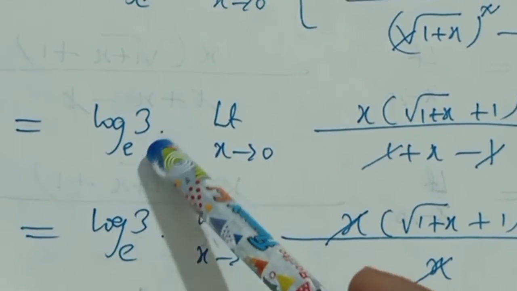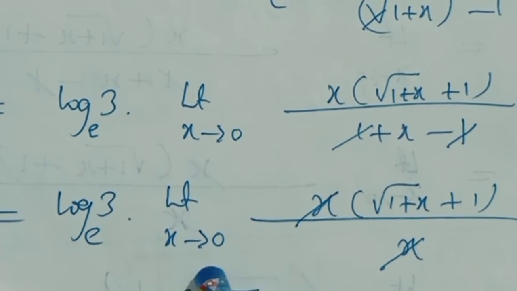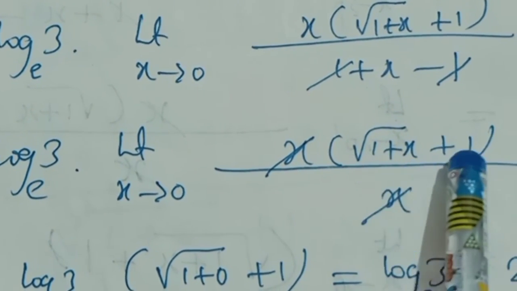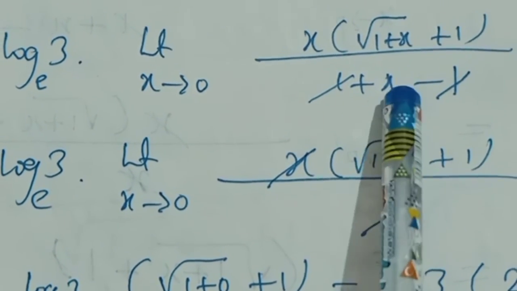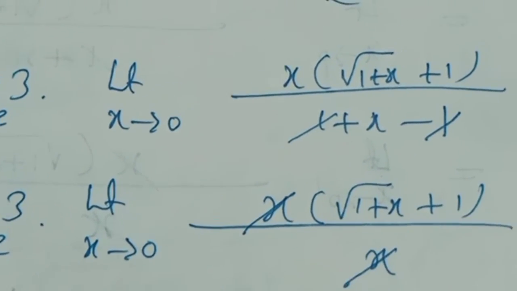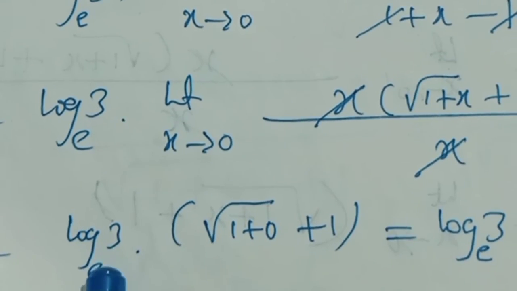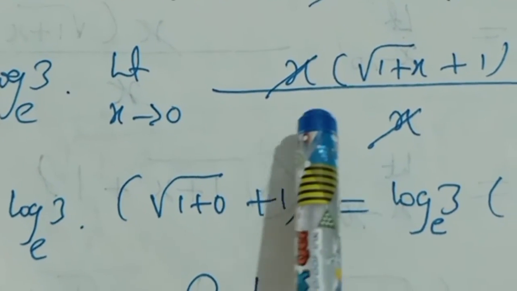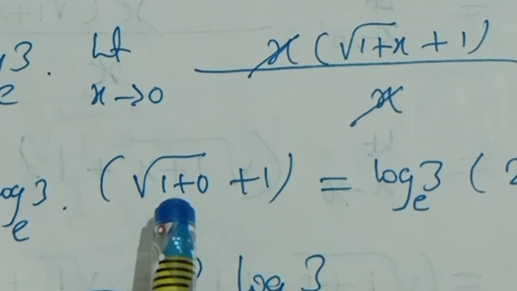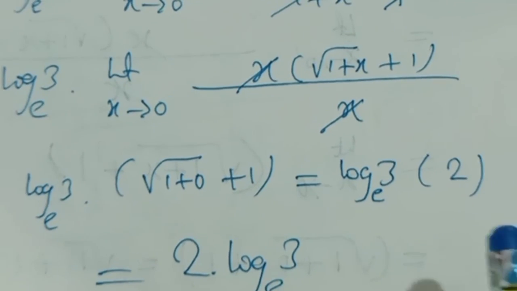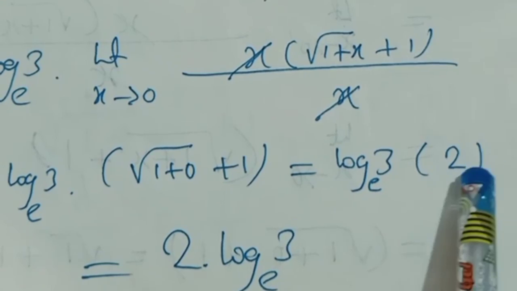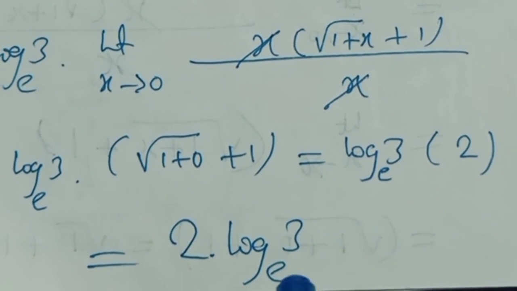Now next step, log 3 to the base e, limit x tends to 0. Here the numerator value is x into (square root of 1 plus x plus 1) and the denominator value is only x. Now in this, the common terms x get cancelled. So finally we will get log 3 to the base e into, here we apply x tends to 0 in this, we write square root of 1 plus 0 plus 1. Now finally log 3 to the base e into 2. So the final answer is 2 log 3 to the base e.